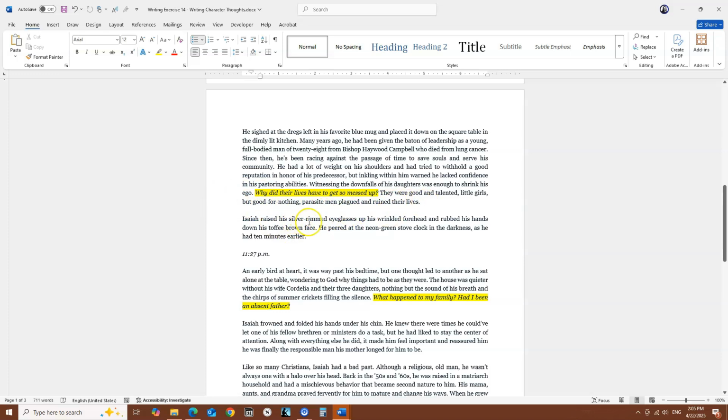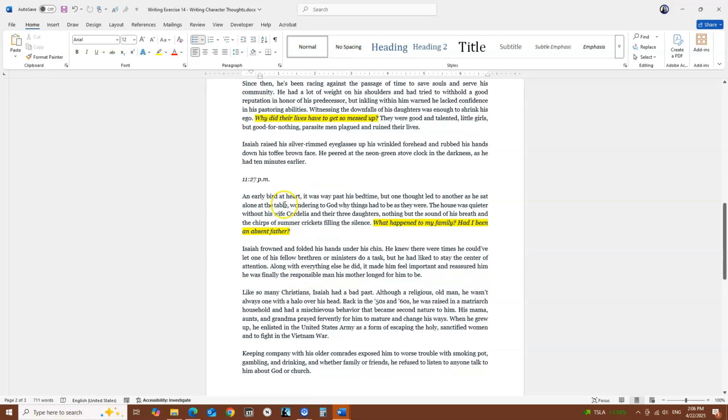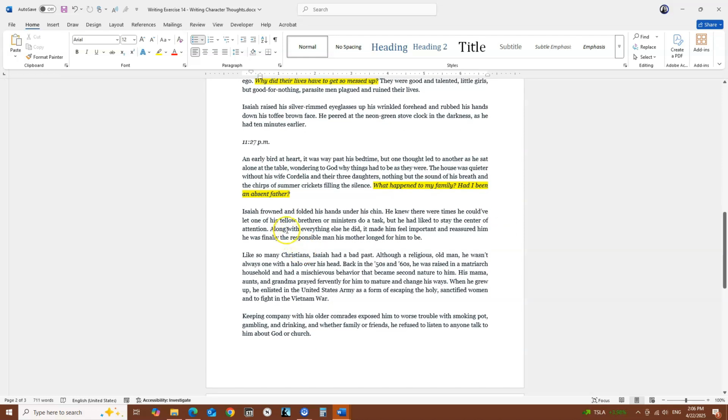Isaiah raised his silver-rimmed eyeglasses up his wrinkled forehead and rubbed his hands down his taffy-brown face. He peered at the neon-green stove clock in the darkness, as he had 10 minutes earlier. 11:27 p.m. An early bird at heart, it was way past his bedtime, but one thought led to another as he sat alone at the table, wondering to God why things had to be as they were.